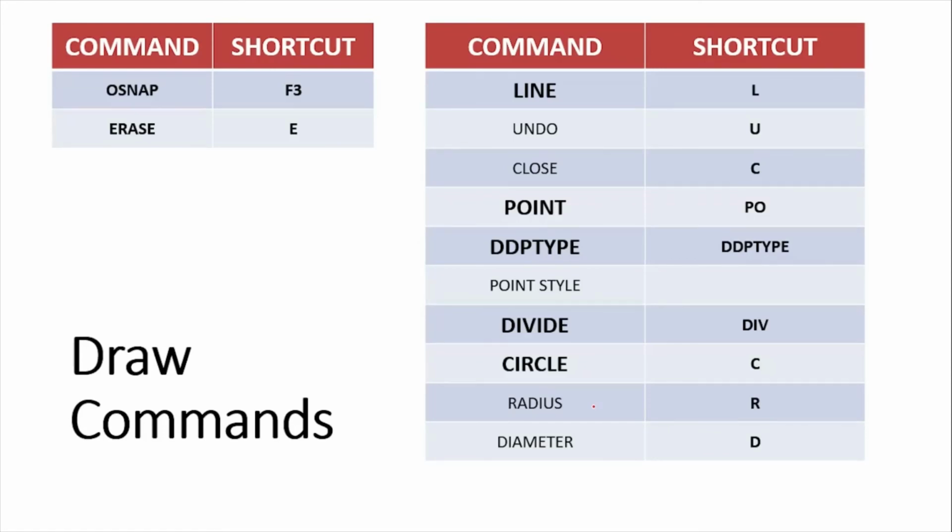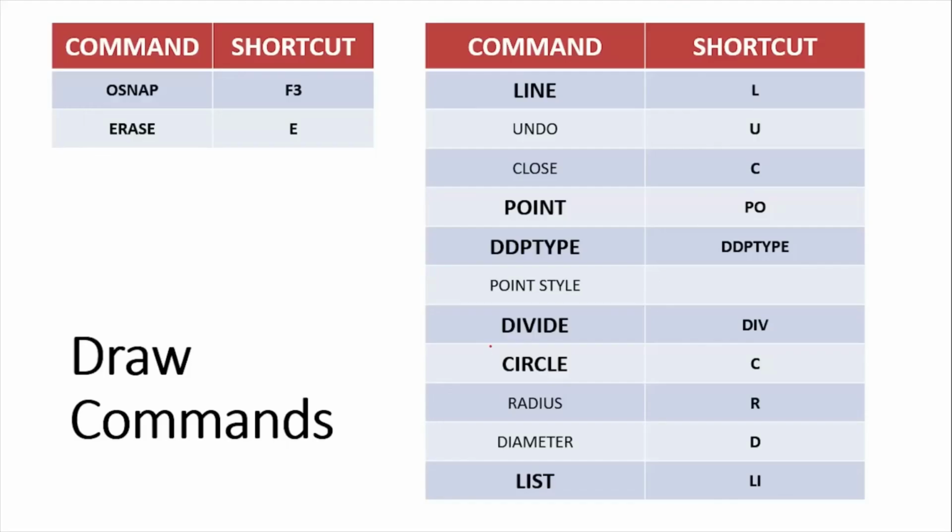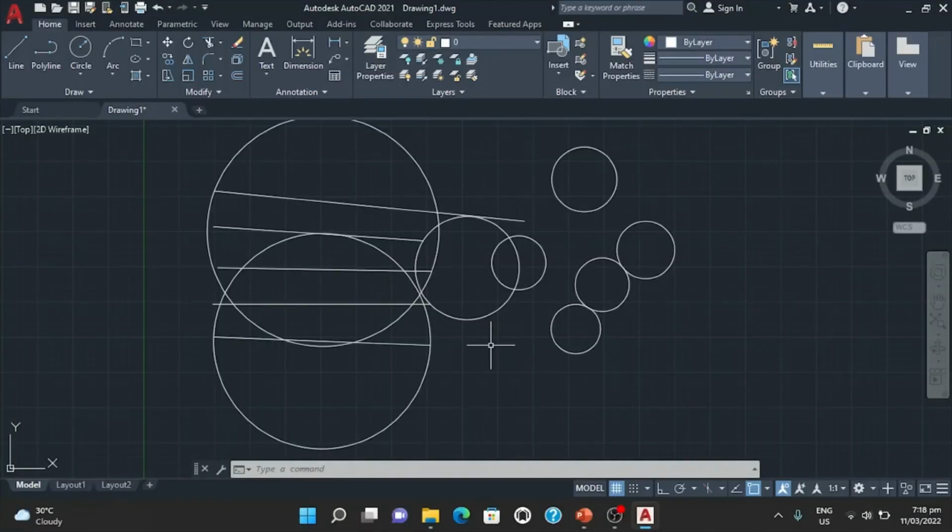So for the last part of these drawing commands, we have here the list. The shortcut command for list is li. So how does li work? First thing to do is we must type li. So li is the shortcut command for list. Pressing enter will ask what object we want to see the list of. So the list may have a certain value of its x or y coordinates or other properties.